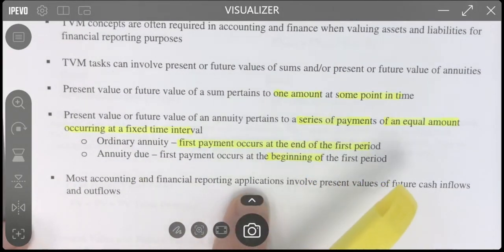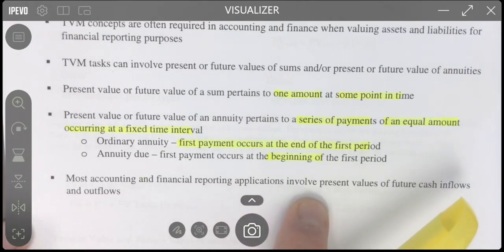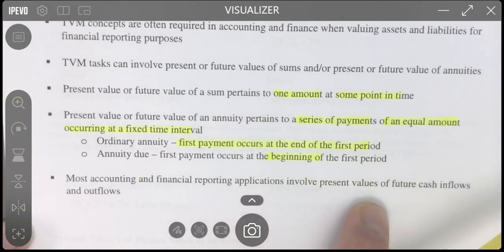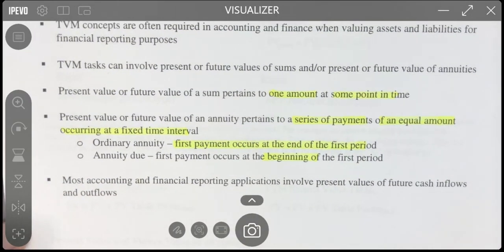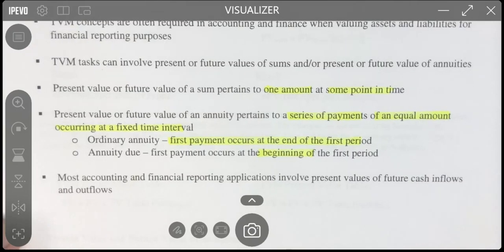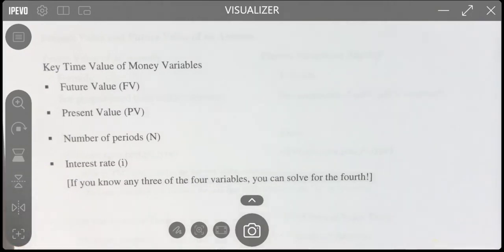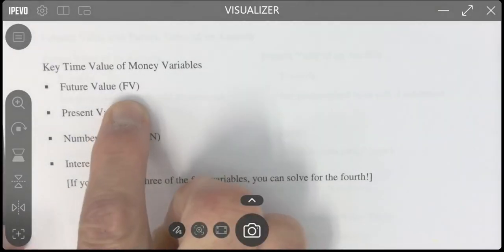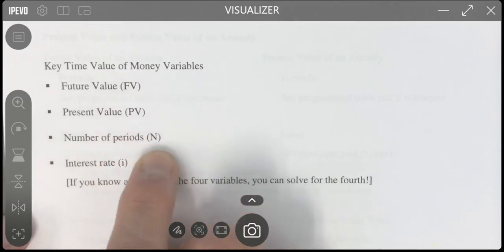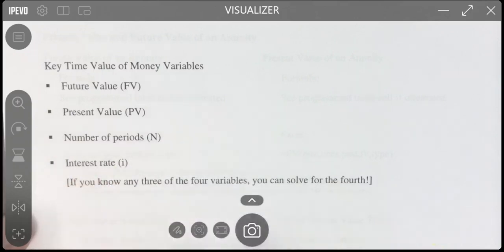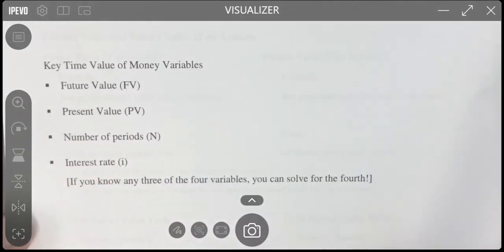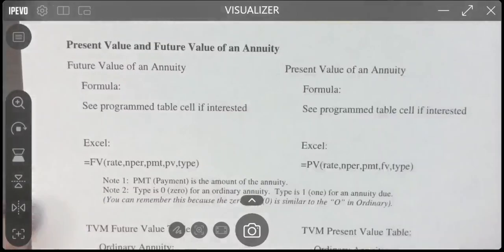Most accounting and financial reporting applications, I will acknowledge, involve present value calculations. So we will have a little bit more concentration on present value calculations in here, but we'll have some future value as well, and you'll do plenty of them in other courses. All right, so here, let's look at the key variables we're going to be talking about. We're going to be talking about the future value amount, a present value amount, the number of periods, N, and the appropriate interest rate, I. If you know any three of these, you can solve for the fourth.